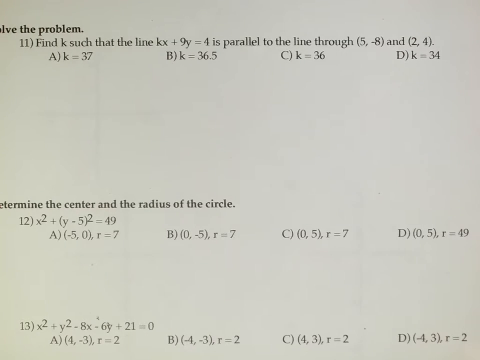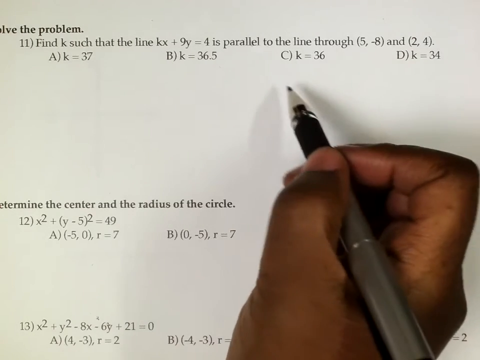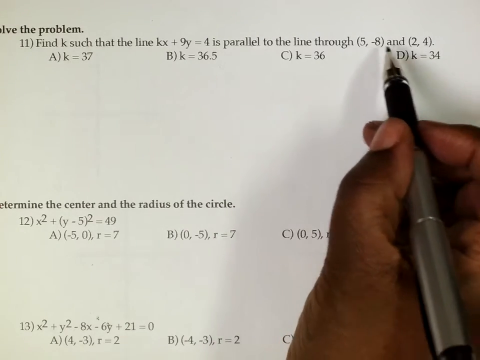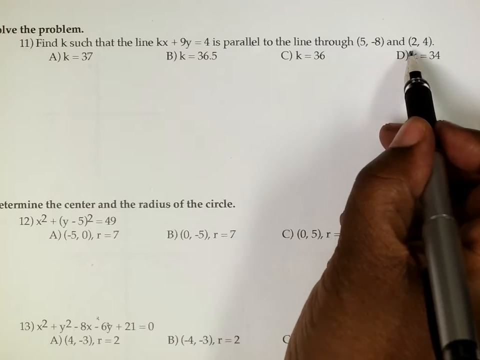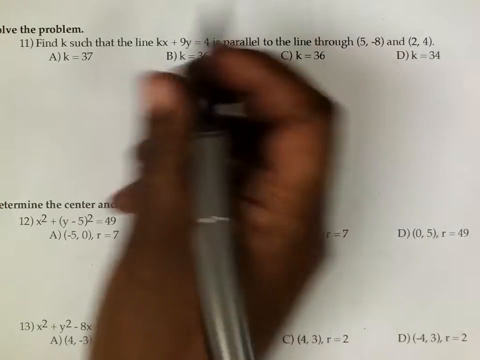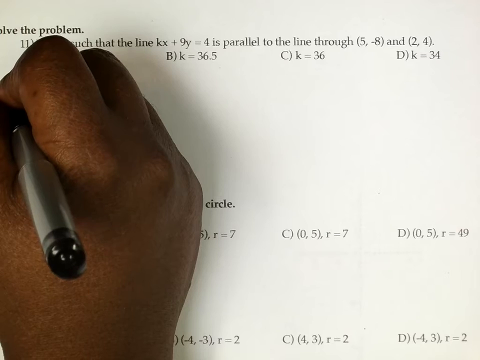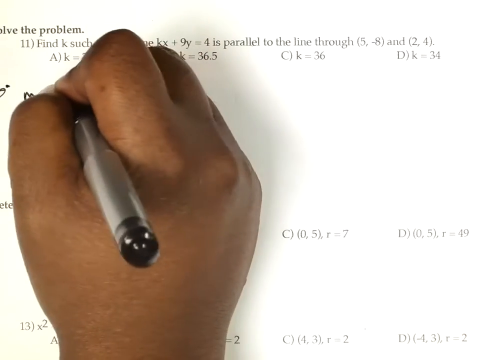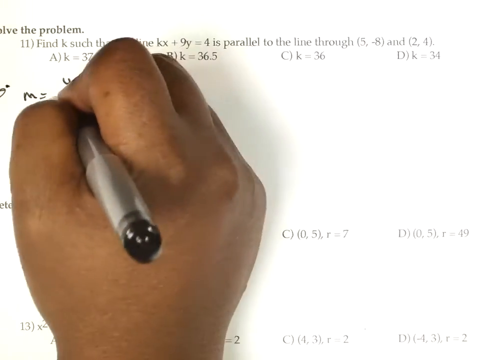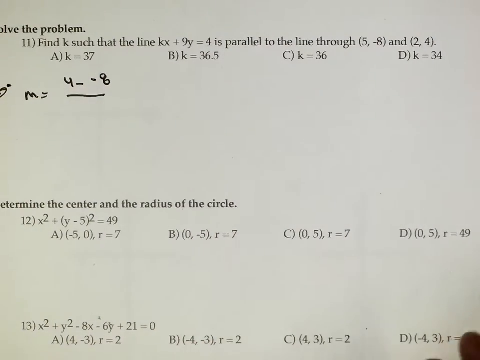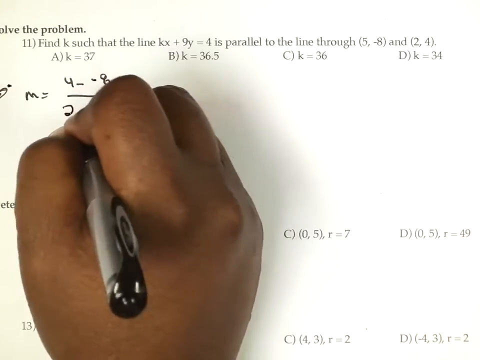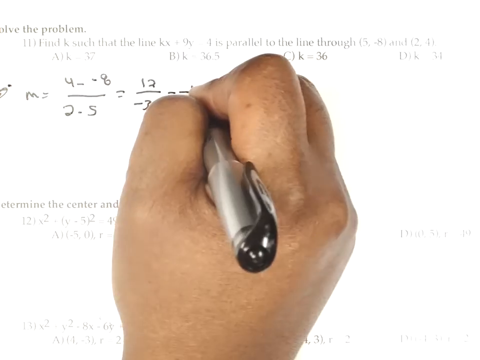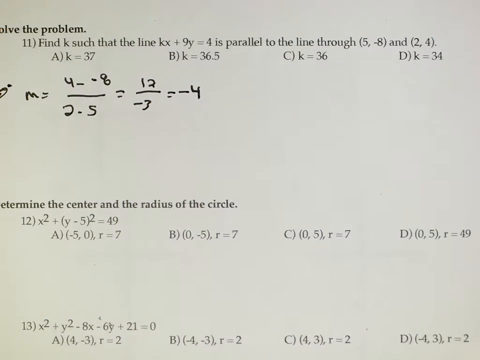Okay, number 11. We want to find K so that the line is parallel to the line that goes through these points. So really that's what I need to start with, is to figure out what the slope of this one is. So I'm going to do 4 minus negative 8 over 2 minus 5. So that would give me 12 over negative 3. So I want my slope to be a negative 4.